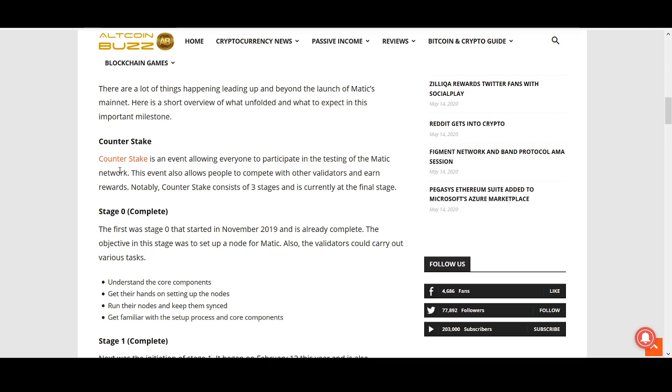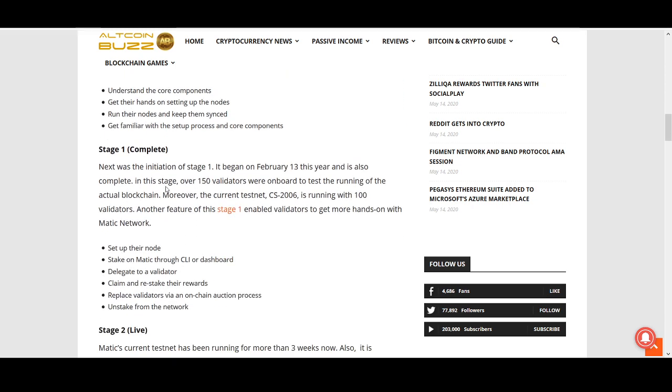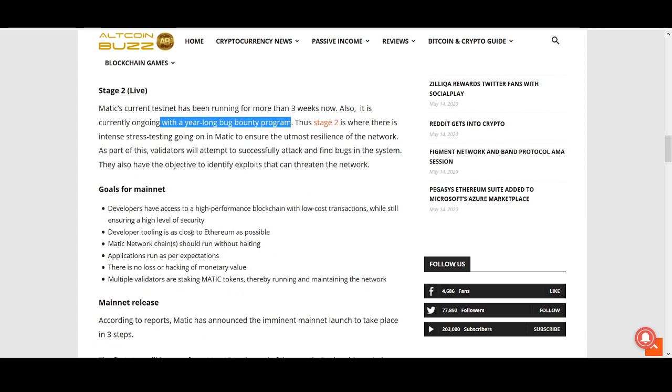So these are the stages that it has already completed. Stage one was something that I was particularly interested in, and that's when Matic had a big breakout. Stage two, the testnet has been running for 3 weeks, and there's also a bounty on Matic as well, to see how confident the Matic team are on this project. So the goals for mainnet, you can see, are that developers have access to a high performance blockchain with low cost transactions while still ensuring a high level of security.